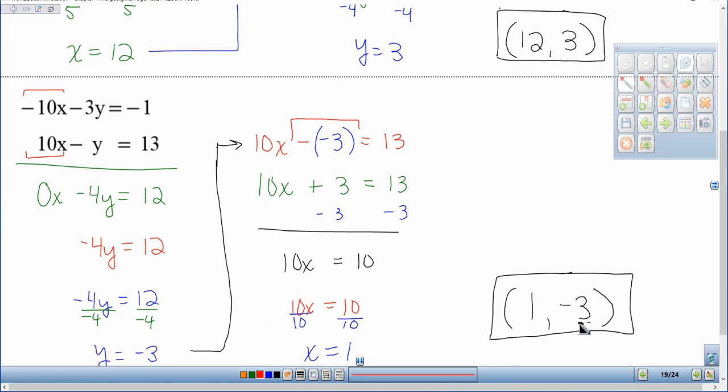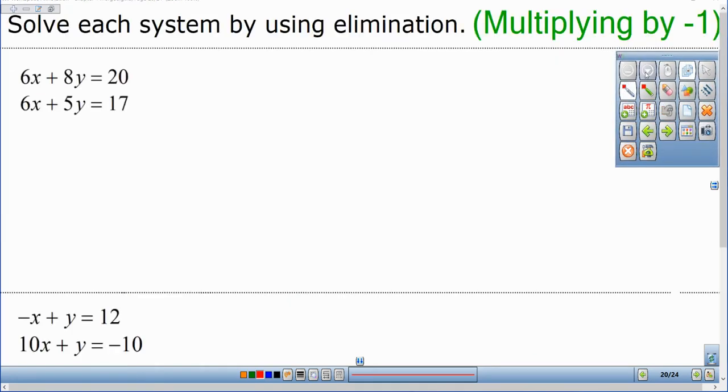We find x is 1, y is -3. Put the x value first. That is your solution. In this instance, you'll notice that we have a pretty close to additive inverses relationship. We have a 6x and a 6x, but we really would like for that to be a 6x and a -6x. So what we're going to do is use the multiplication of -1 to fix that.